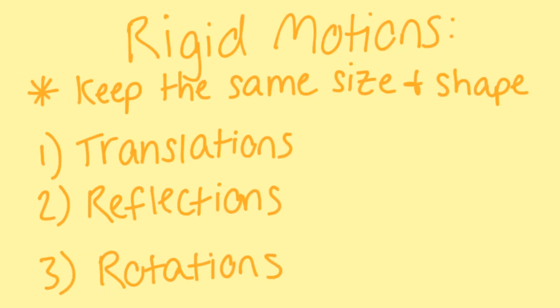So a dilation where you're stretching it in all directions, or a transformation where you're stretching or shrinking, would not be considered a rigid motion. The three rigid motions are translations, reflections, and rotations. And we are going to look specifically at translations in this video.